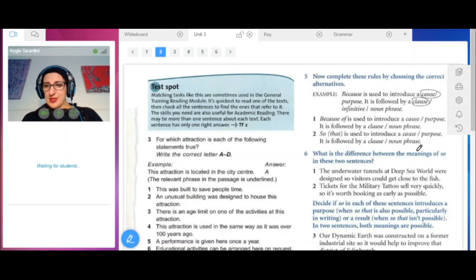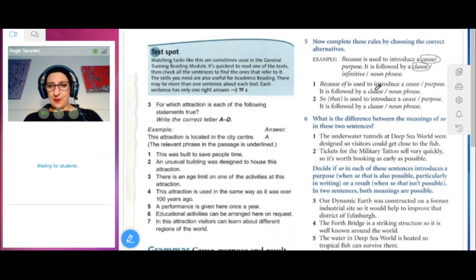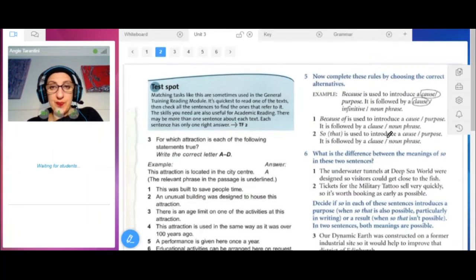So, what is the difference between the meaning of so in these sentences? The underwater tunnels at Deep Sea World were designed so visitors could get close to the fish. Remember, fish is another one of those words that is uncountable in English. Tickets for the military tattoo sell very quickly, so it's worth booking as early as possible. Do you see that there is a difference between this so and this so? Let's go look.